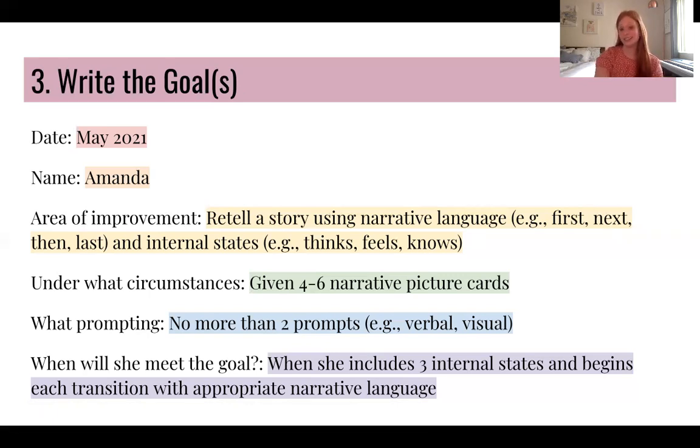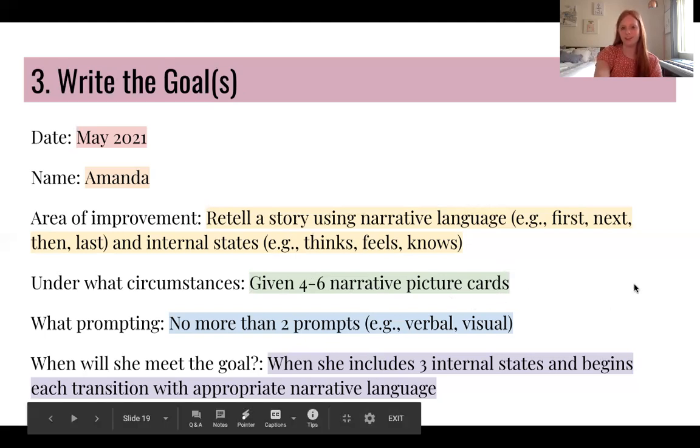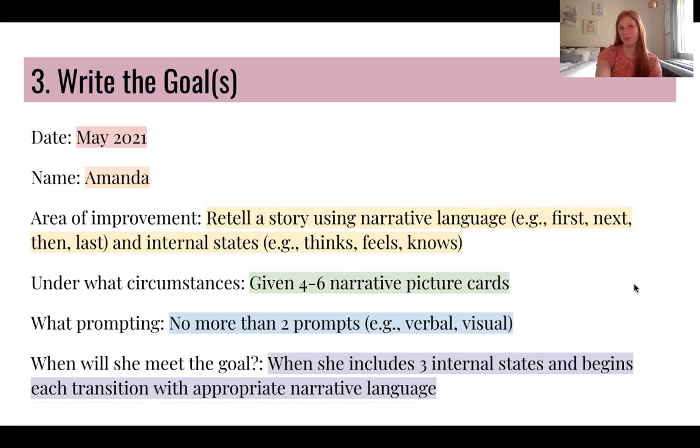But if you were going to do something different, like a wordless storybook or a wordless Pixar clip, then maybe you don't need a transition and that might be harder to measure too. So that's also why I chose the narrative picture cards with this goal, because it's a lot easier to measure. It's less arbitrary, right?